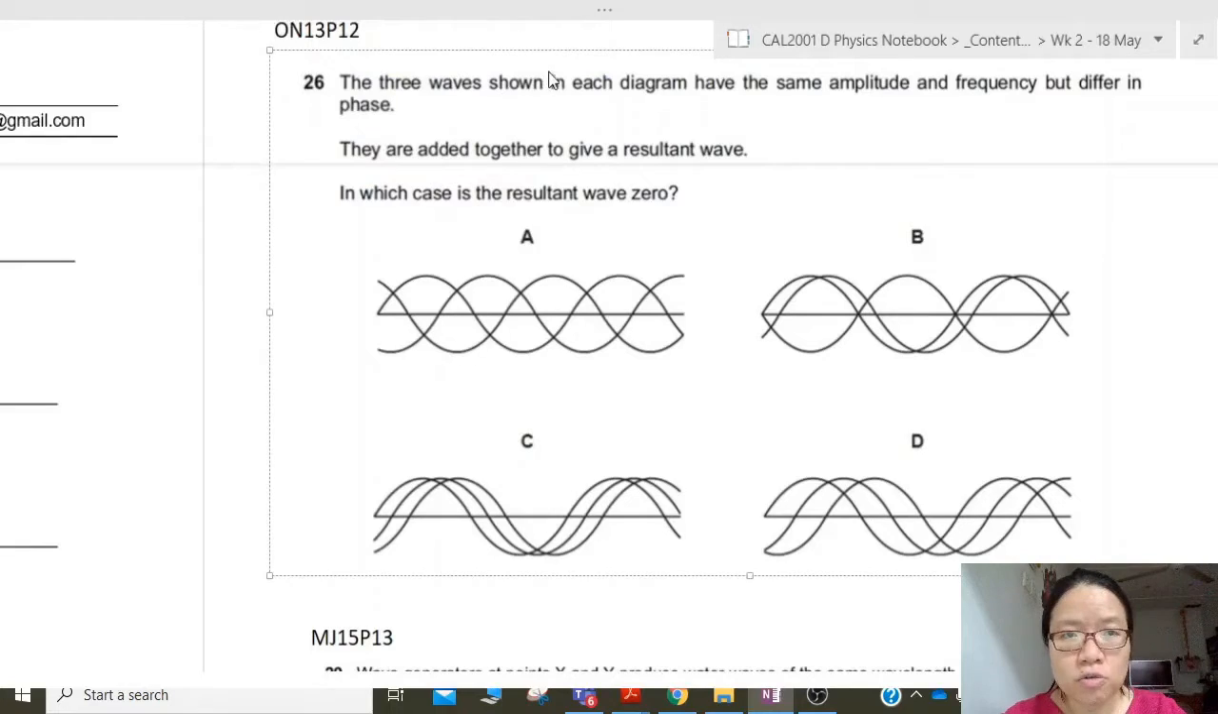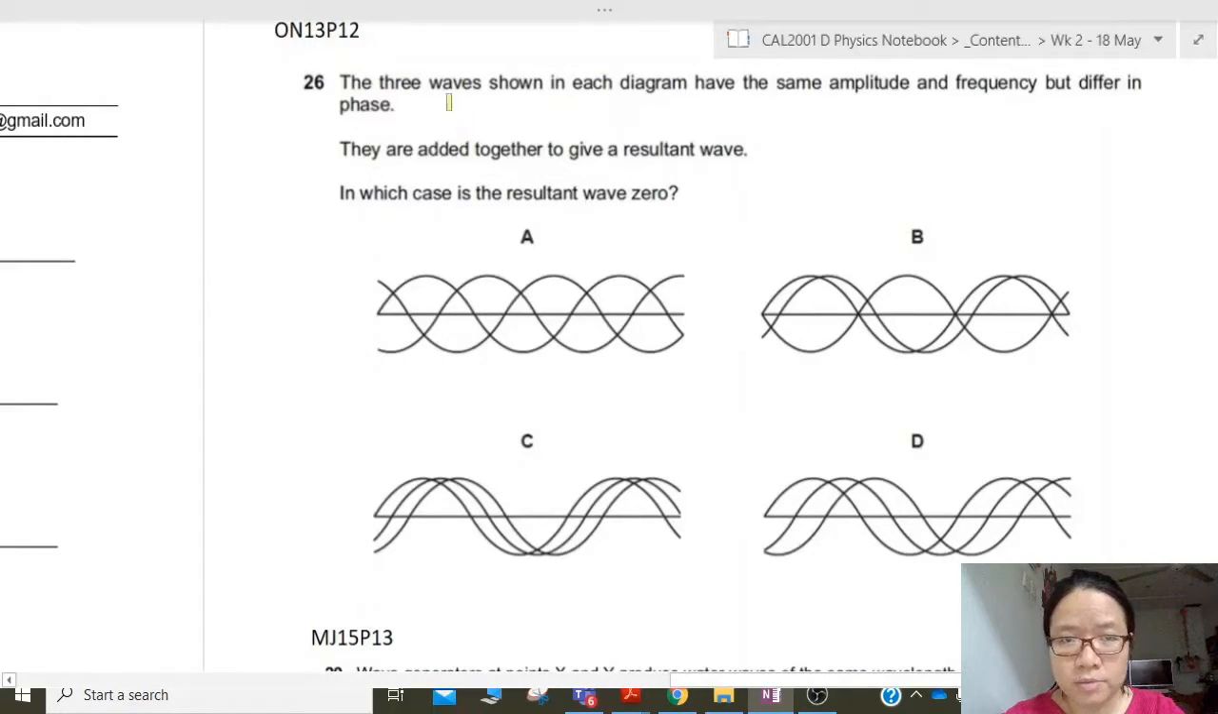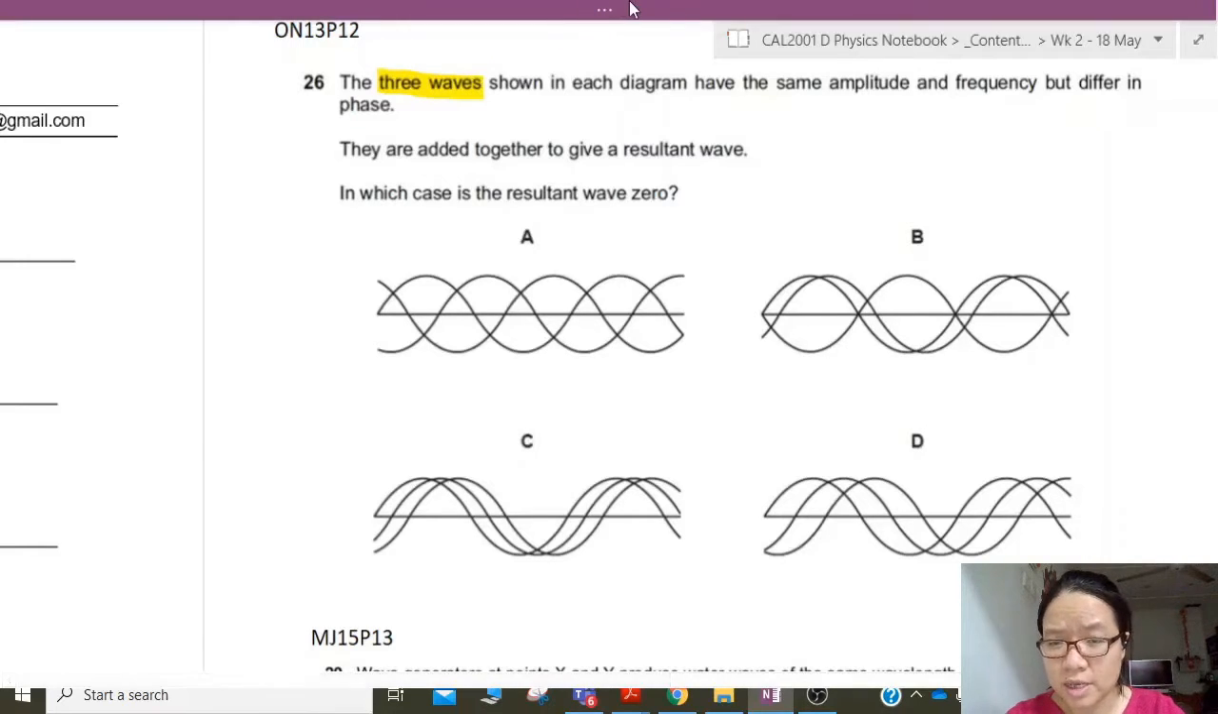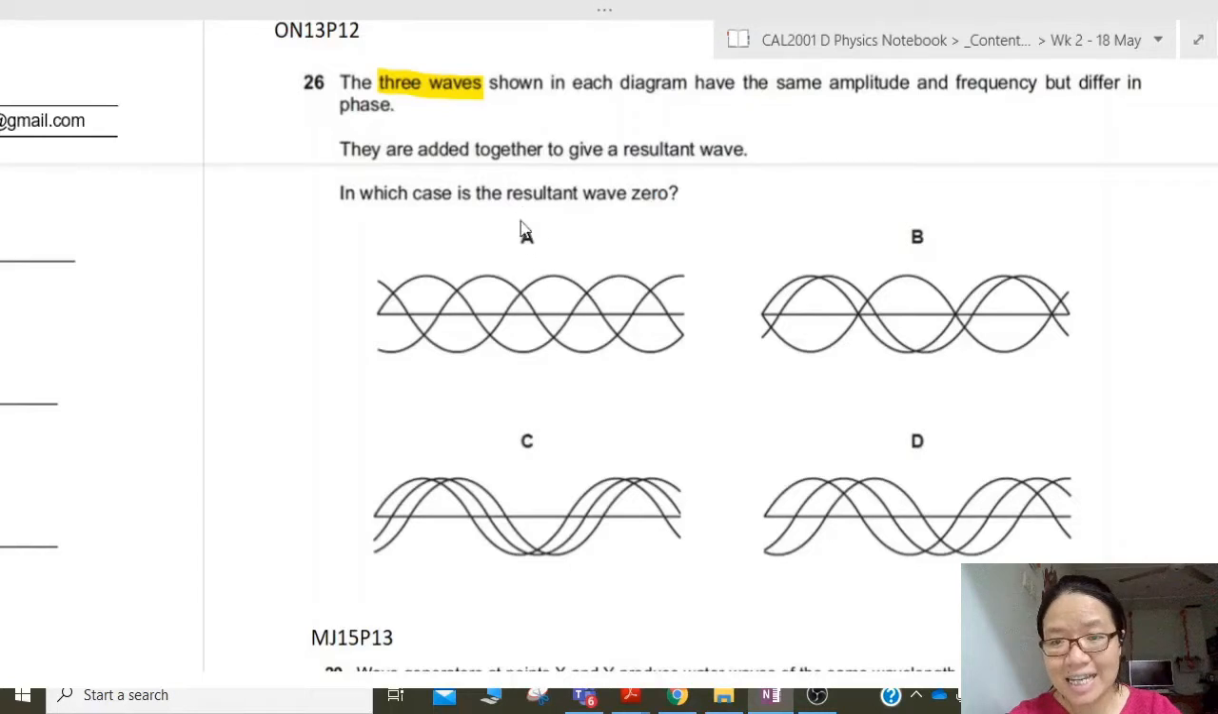All right, so this is an objective question, just to give you a rough idea. There are 3 waves shown in each diagram with the same amplitude and frequency, but they have a slight phase difference, and we will add them together to give a resultant wave, and we want to know which one is 0. So since there are so many waves and it looks a bit confusing, I'm just going to highlight each wave with a different color. And because this can be incredibly boring for you because you're watching and not really highlighting, I'm speeding this part up.